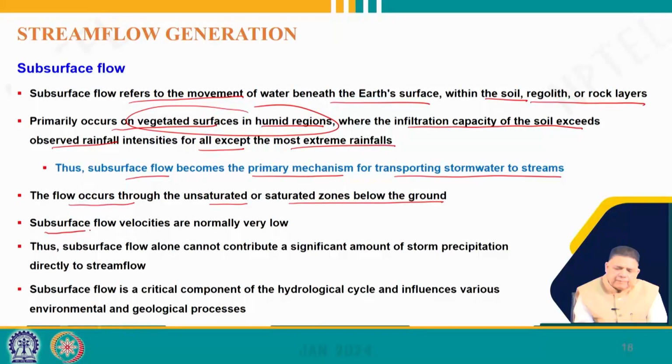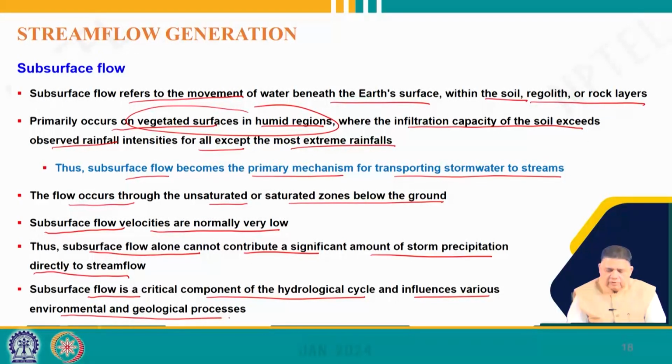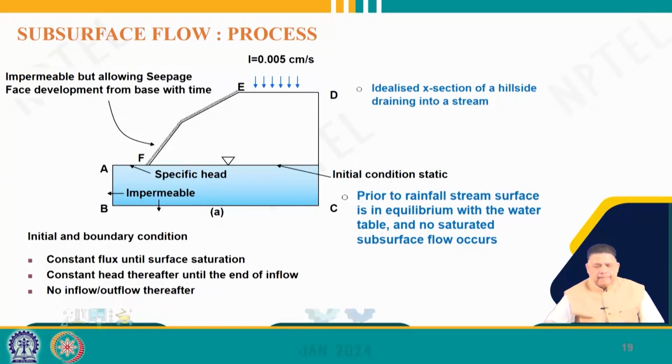But typically the subsurface flow velocities are very slow, and thus subsurface flow alone cannot contribute a significant amount of storm precipitation directly to stream flow. So, during the storm, it is the infiltration excess overland flow that carries most of the water to the streams. Subsurface flow, however, is a critical component of the hydrological cycle and influences various environmental and geological processes. So, of course, we have seen that the base flow is very, very important, and that contributes to stream flow in a larger way.